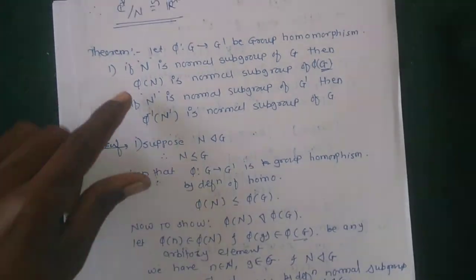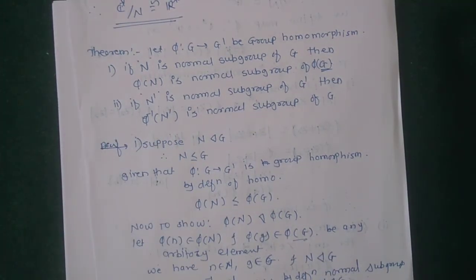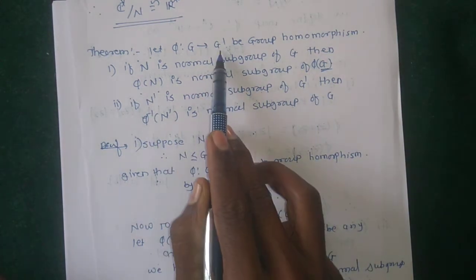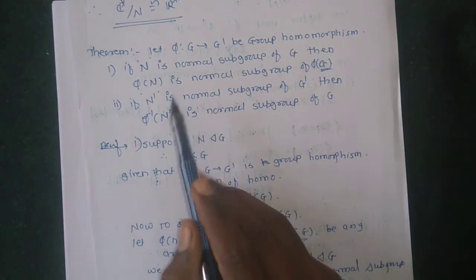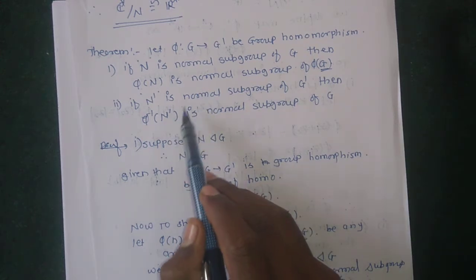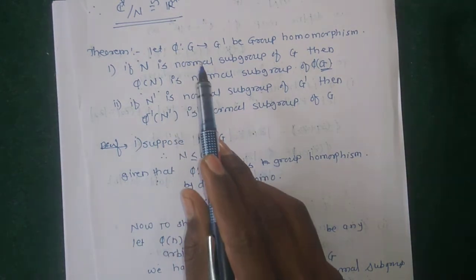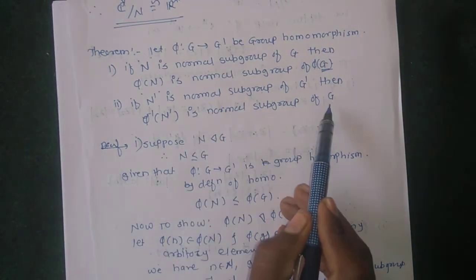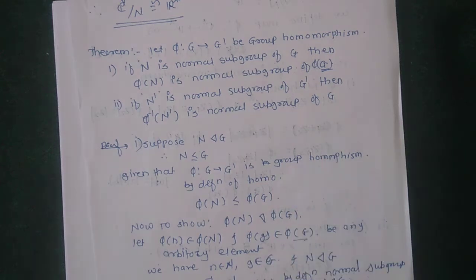Now the proof of the second. The second statement is: N dash is a normal subgroup of G dash, meaning N dash is a normal subgroup of the codomain. Then their inverse image, under the inverse map from G dash to G, is a normal subgroup of G. So N dash's inverse image is a normal subgroup of G. How to prove the second theorem? Proof of the second.